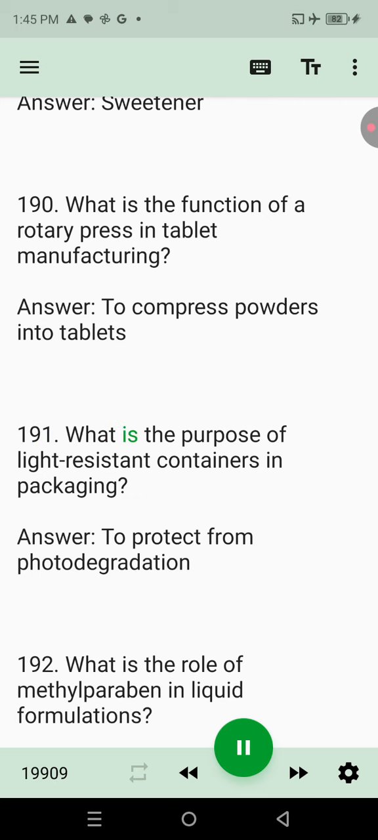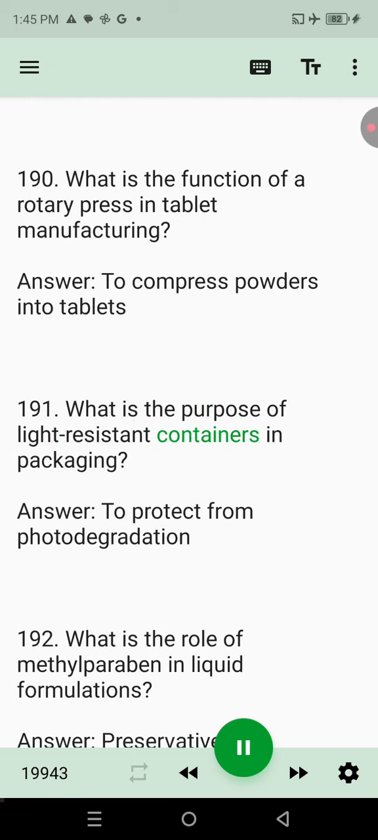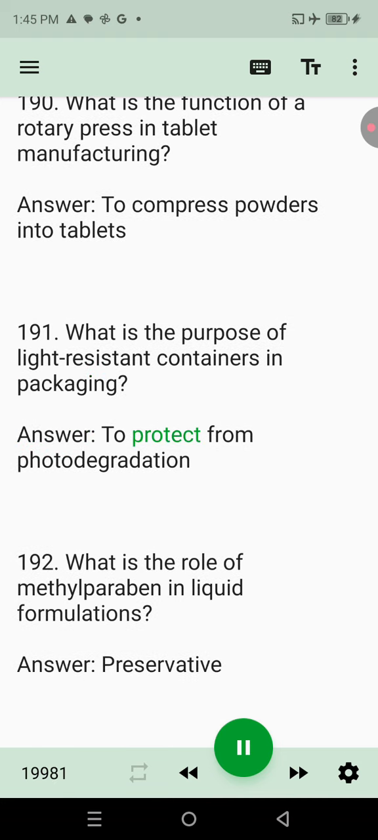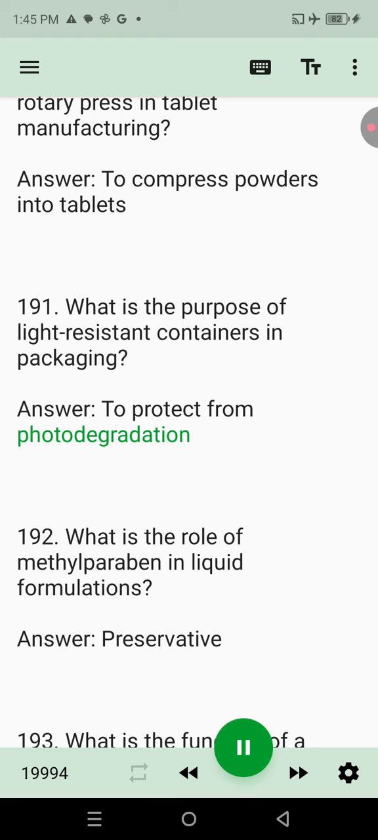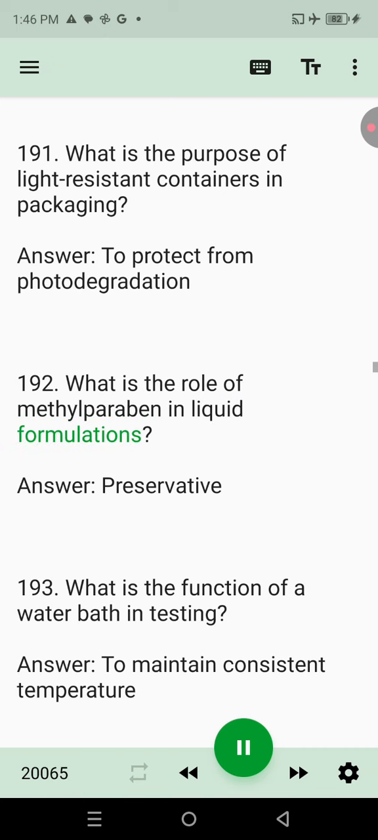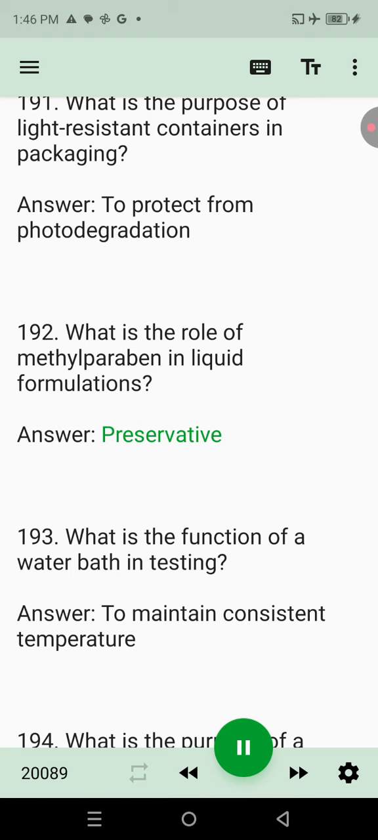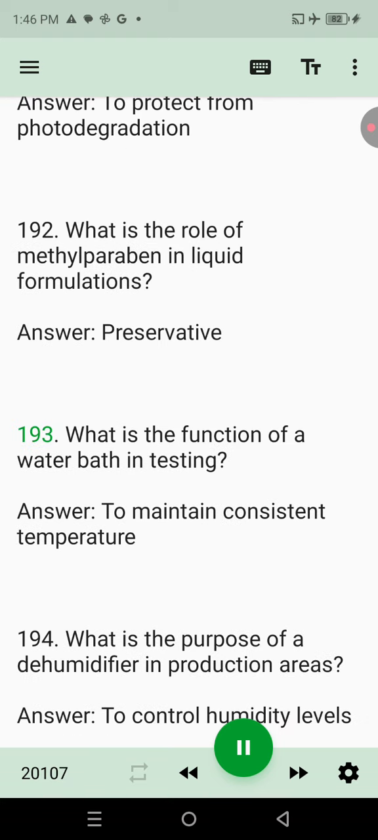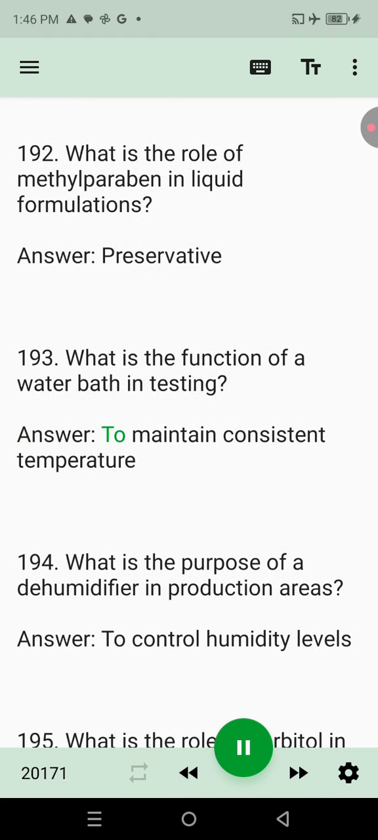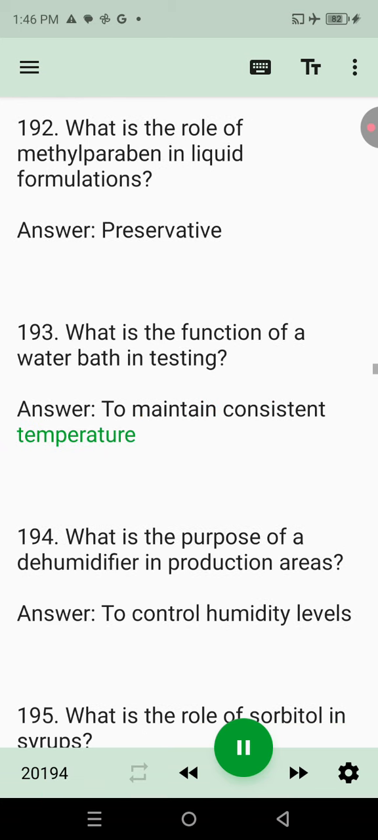191. What is the purpose of light-resistant containers in packaging? Answer: to protect from photodegradation. 192. What is the role of methylparaben in liquid formulations? Answer: preservative. 193. What is the function of a water bath in testing? Answer: to maintain consistent temperature.